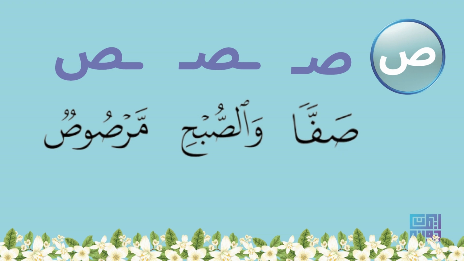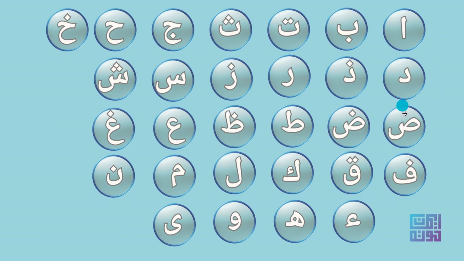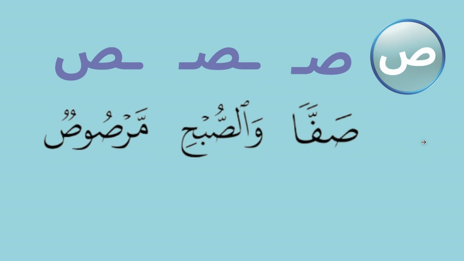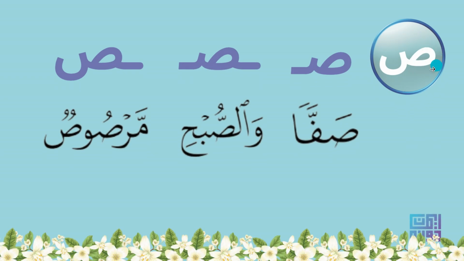Those 4 letters have the same shape of the head. This is what I call the head. Let's have a look at them again. You see, they share the same head: the Sad, the Dad, the Ta, and Dha. They are the only letters that share the same head, the same shape, okay? And along the way of our learning, we are going to know why they are connected together.